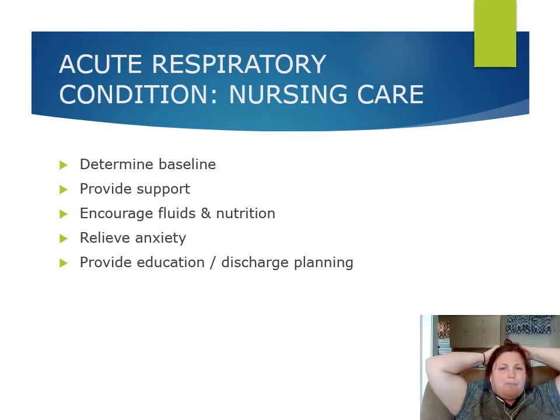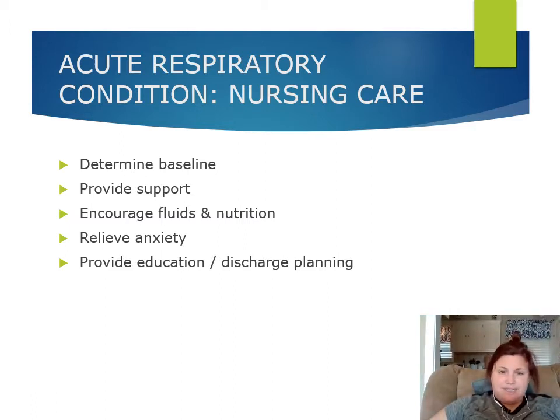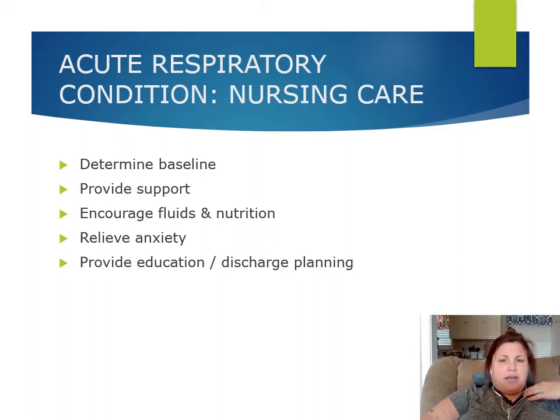And as a recap, when we have respiratory conditions that are acute in nature, our nursing care will be to determine the child's baseline, provide support, and encourage fluids and nutrition. We want them to have an intake that meets their increased metabolic demands. Also, because they're going to be having insensible water losses, these children are going to need more calories and fluids during an acute illness. We want to relieve anxiety. Anxiety is going to cause an increase in oxygen need, and it can impact the respiratory system negatively. So we want to reduce that.